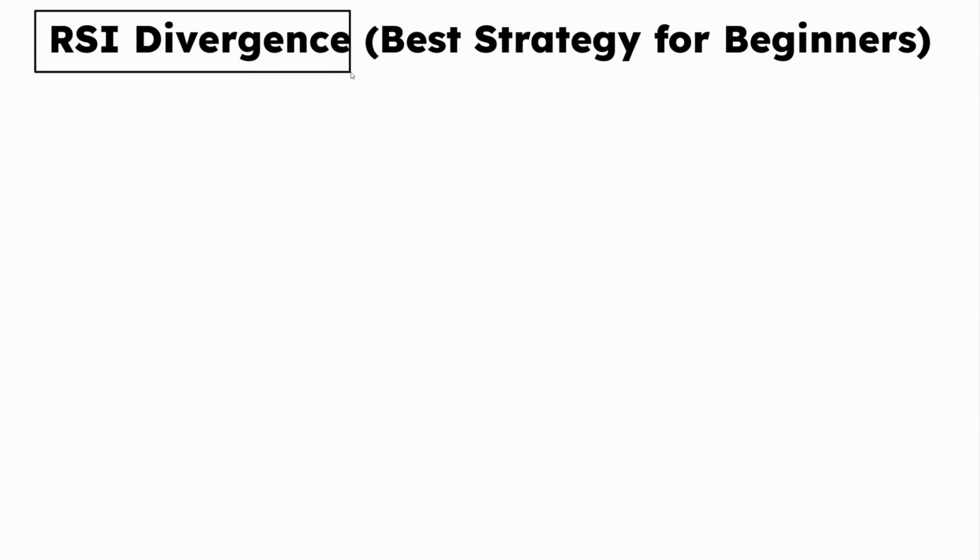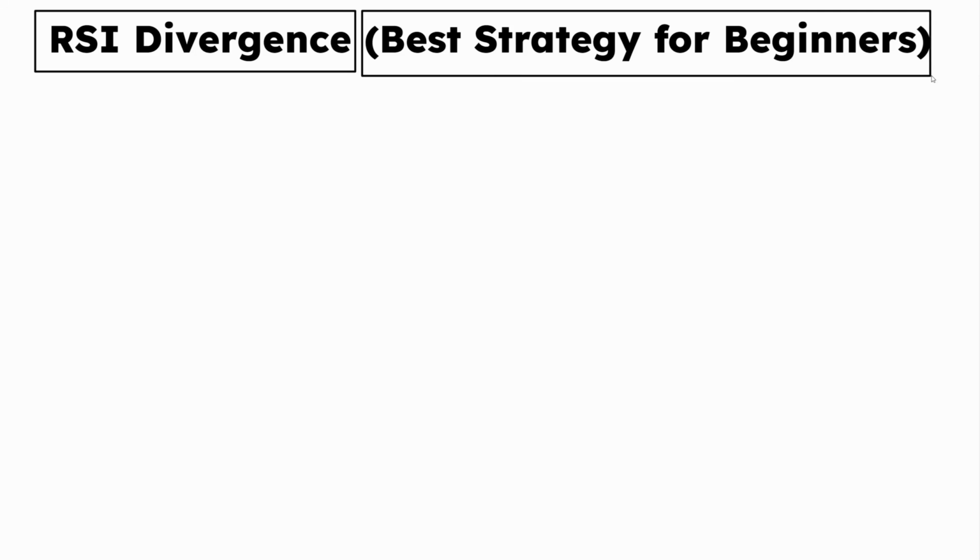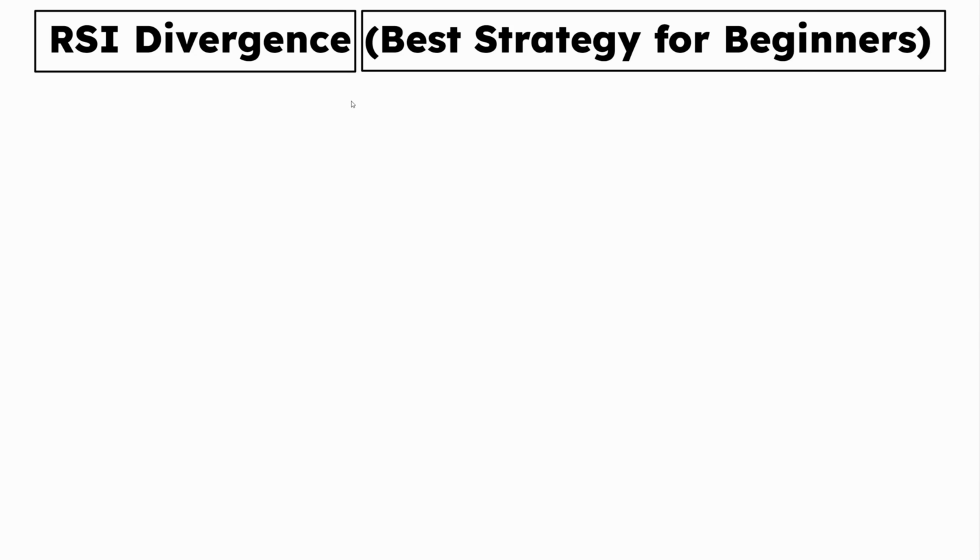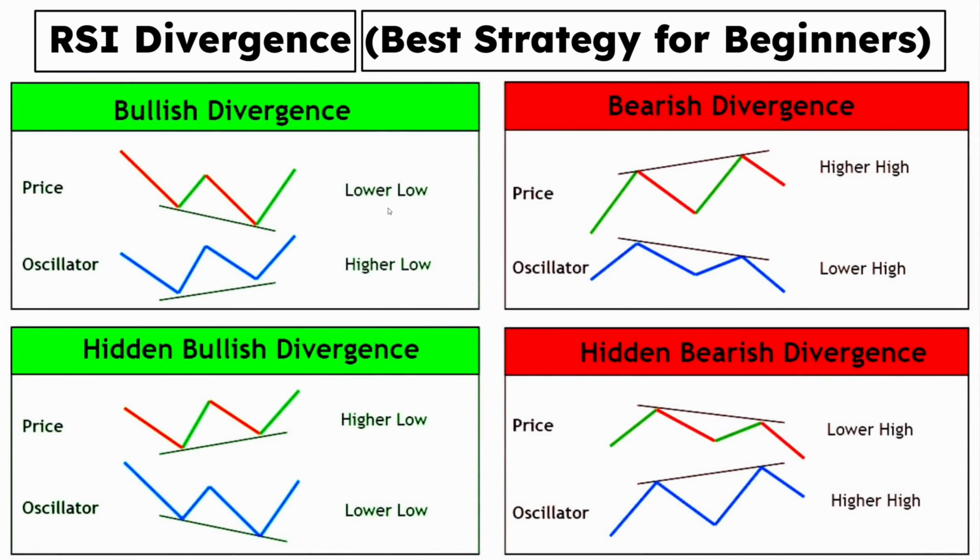Now we're ready to talk about RSI Divergence, which in my opinion is the best strategy for beginners. And when it comes to divergence, we have many different types. In this video, we will cover 4 different types. We actually have more than 4 types of divergence, but these 4 types are both the most common and, in my opinion, also the most useful divergence types.